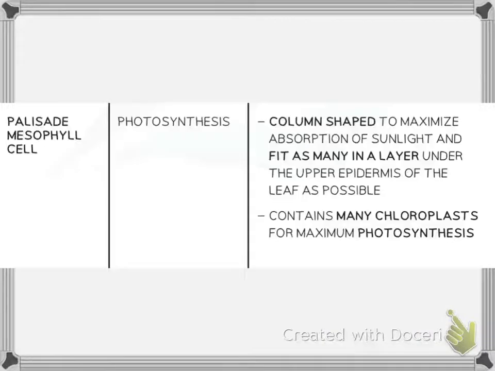And this is the last specialized cell in a plant, the palisade mesophyll cell. The function is photosynthesis, and its adaptation is that it is column shaped to maximize the absorption of sunlight and fit as many in a layer under the upper epidermis of the leaf as possible. It contains a lot of chloroplasts so that it has maximum photosynthesis.